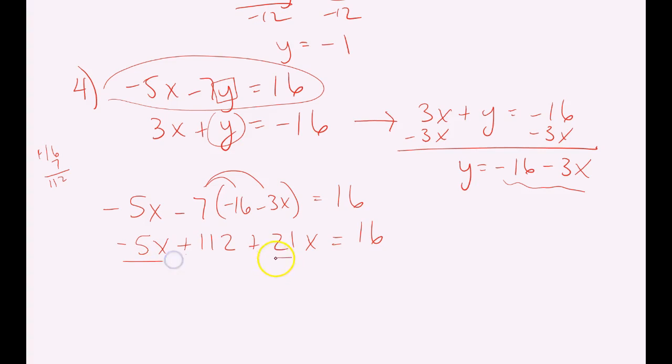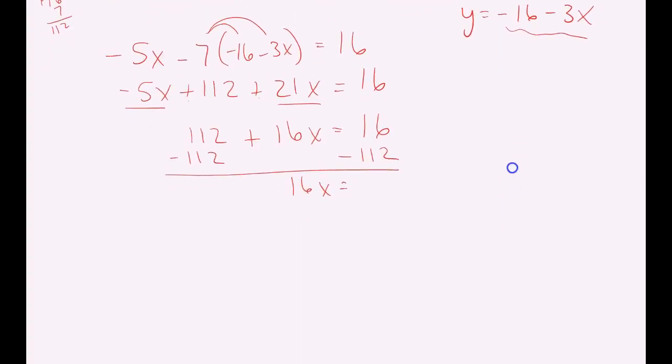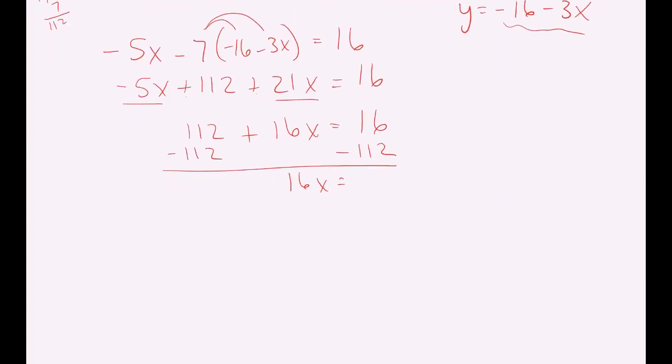Now, what's a negative 5x and a 21x? Well, that's going to give me 5 and 21. That's going to give me a positive 16x. And now I need to subtract 112 from both sides. Bring that down. Ugh, this one's just got big, ugly, nasty numbers.